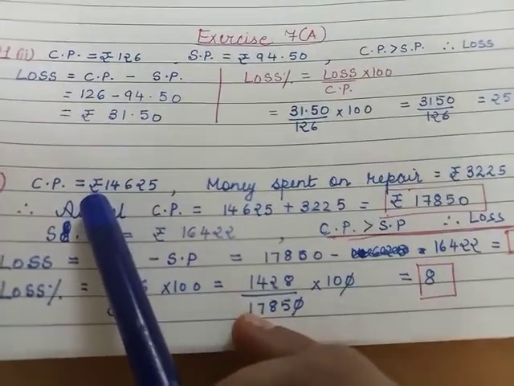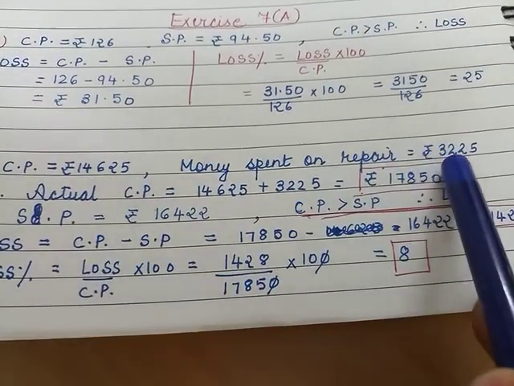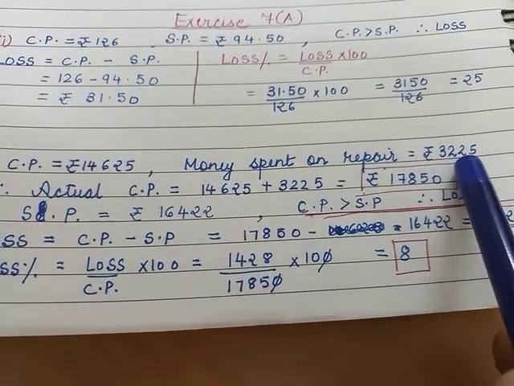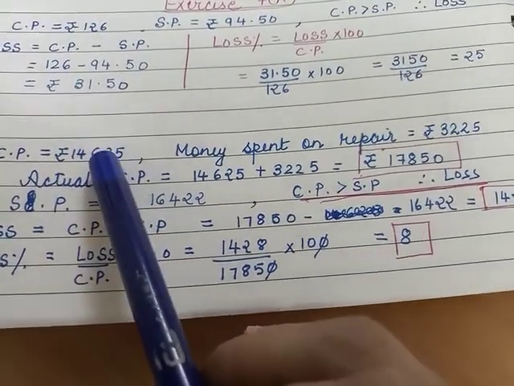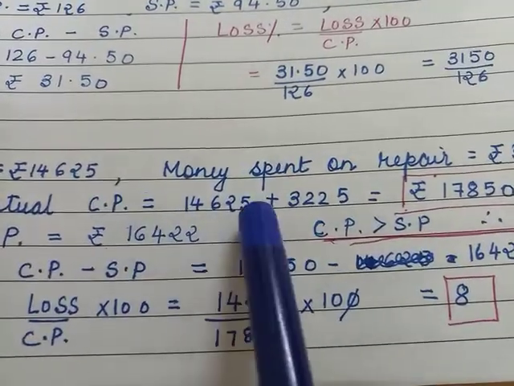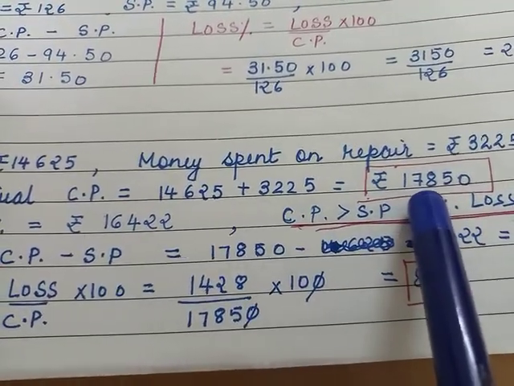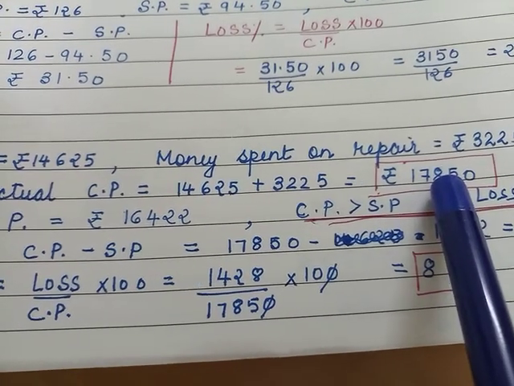So firstly, cost price is 14,625, money spent on repair is 3,225. We calculate actual CP, that is the addition of cost price and the money spent on repair. So if we add these two, it will become 17,850.